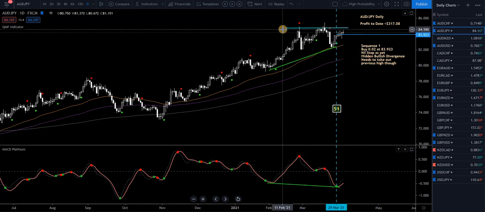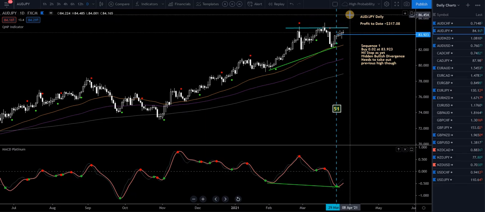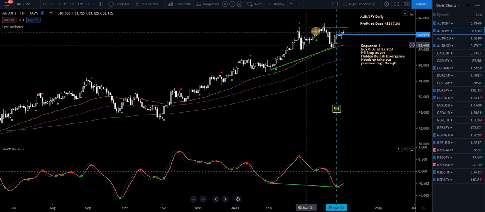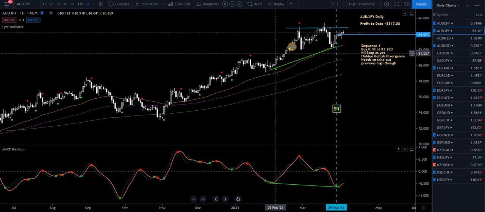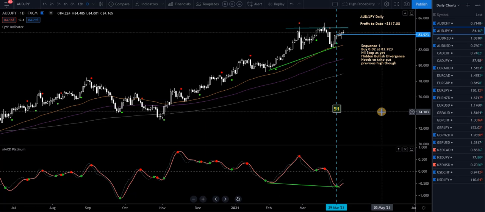It needs to take out this previous high. You can see this previous high here. It really needs to push through that to convince me that this thing's continuing up. You can see it's an uptrend with pullbacks. This high here didn't really break that high much, whereas this high here was broken well and truly. This one didn't. So to me, it says it's possibly going to hit here and possibly turn down.